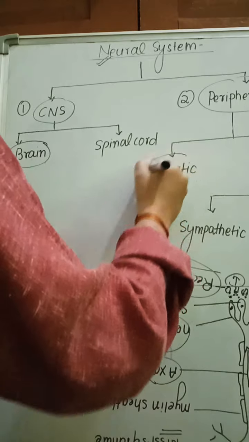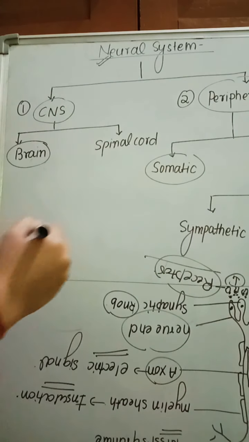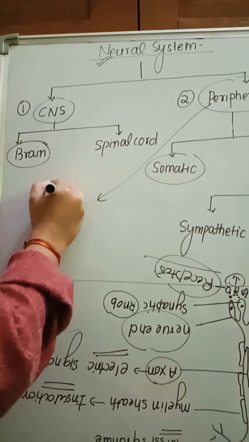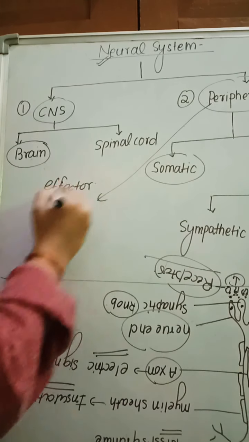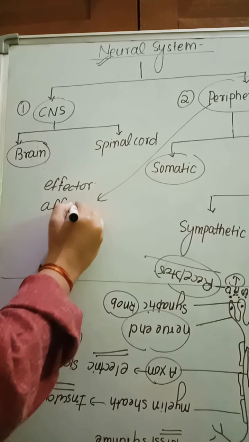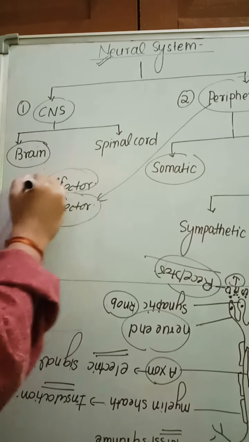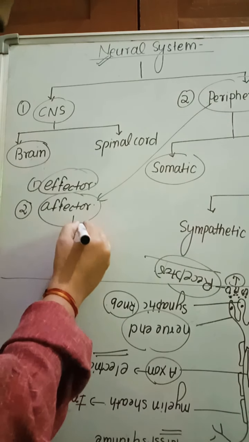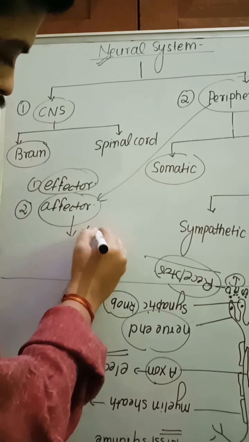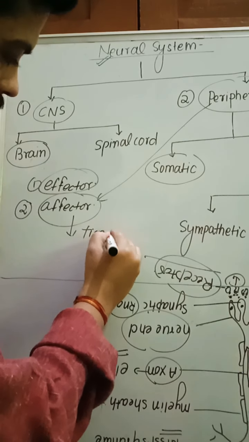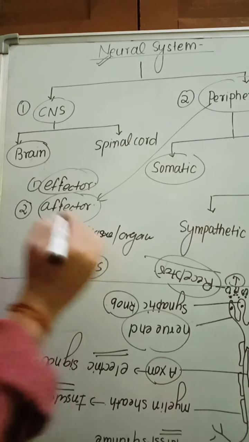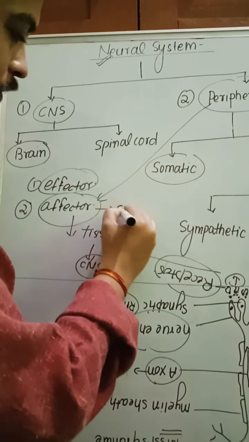The peripheral nervous system contains the somatic and autonomic nervous systems. The peripheral nervous system contains two types of neurons, called afferent and efferent. Very important. The afferent neurons transfer the impulses from the tissue and organ to the central nervous system. So the afferent neuron is the sensory type of neuron.